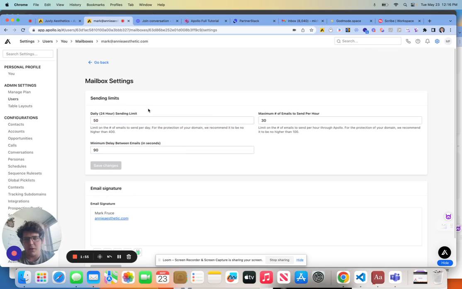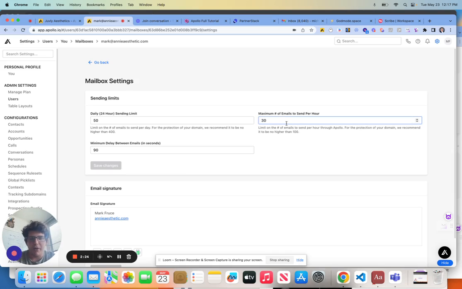So the daily 24-hour sending limit is what it sounds like, but it's going to be on a rolling basis, right? So if you have emails that are going out, let's say today at 9 o'clock a.m., right? But you have another sequence that's getting ready to launch tomorrow for 8 o'clock a.m., those emails are not going to send out if you've hit your 50 emails per day threshold until that starts clearing at a 24-hour clip, right? So next piece here is the maximum number of emails to send per hour.